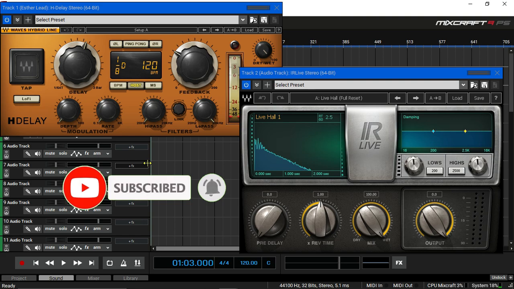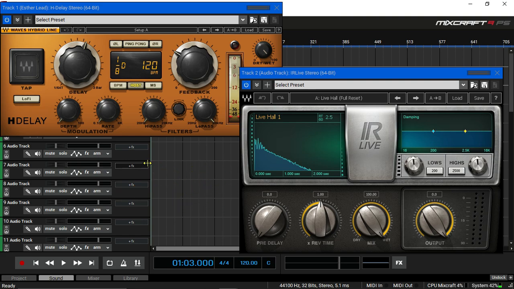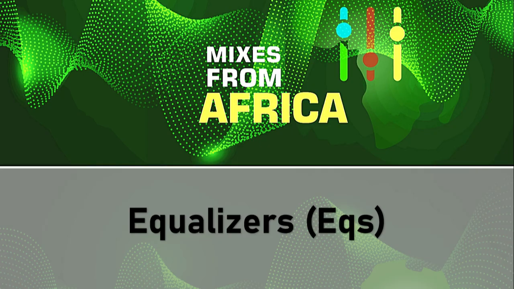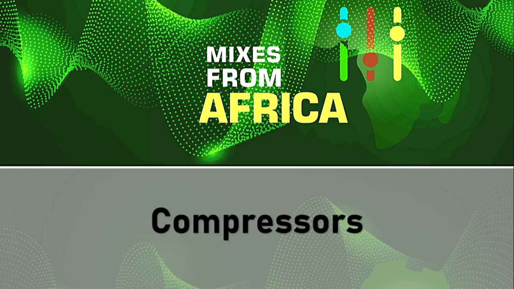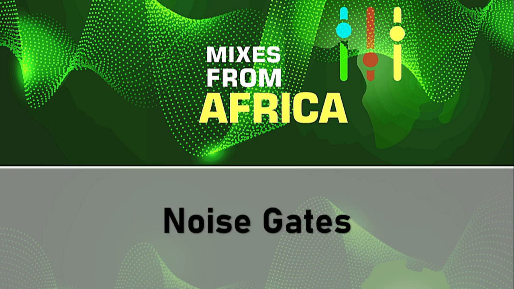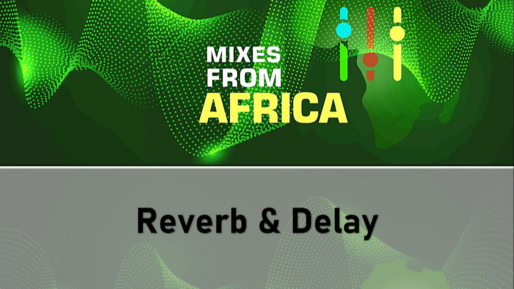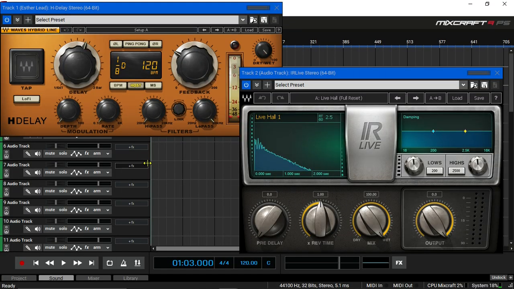We've been looking at sound processors. We began with the EQ. We then looked at the compressor. We had a bit of a talk on the noise gate. And today we're going to talk about effect processors, specifically the reverb and the delay.